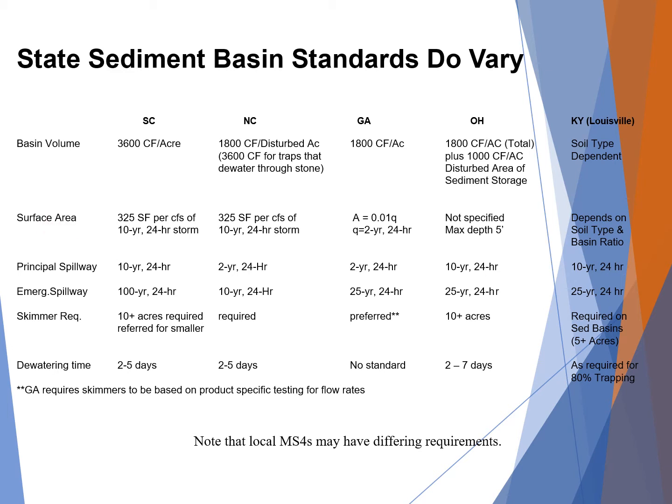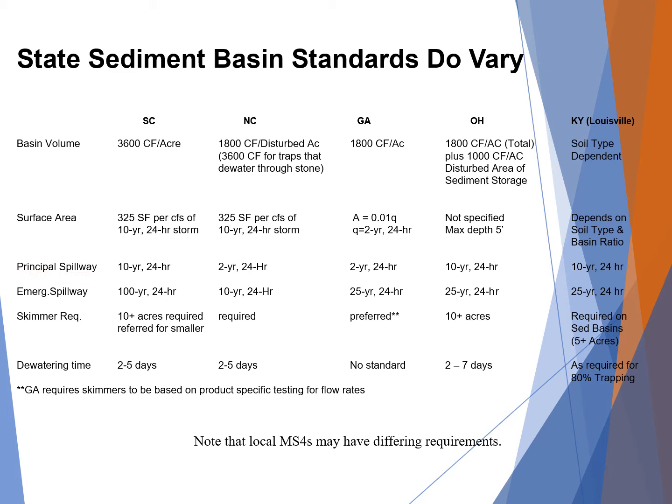Surface area is fairly consistent among the states. Some states have a standard of 325 cubic feet per second based on the 10-year 24-hour storm. Other states have a formula based on the 2-year storm. When you run the math on this, they come out to a very similar requirement. Ohio does not have a specified surface area but has a maximum depth of 5 feet. And again, Kentucky requires it to be calculated based on soil type and basin ratio.